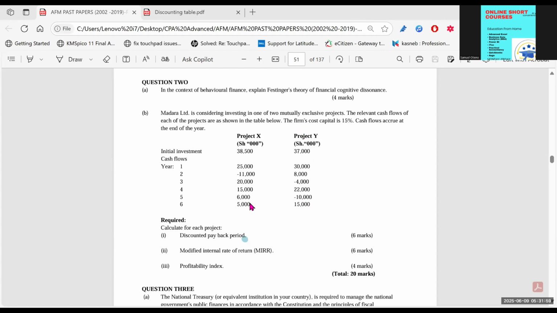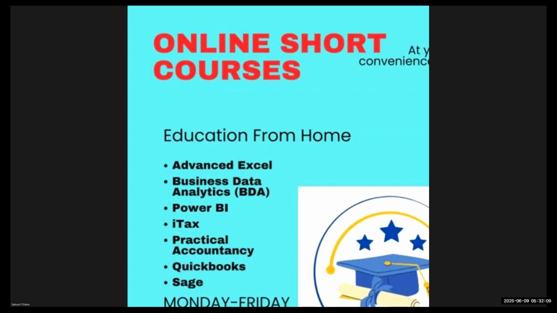We already did for project X. So we move to project Y to compute the discounted payback period. That's what I'm showing you right now. So let us go ahead and do what we're supposed to do there. So let's go ahead and now list the cash flows.